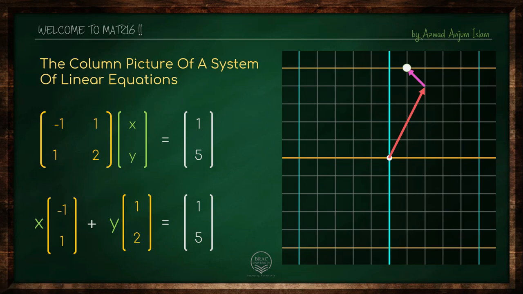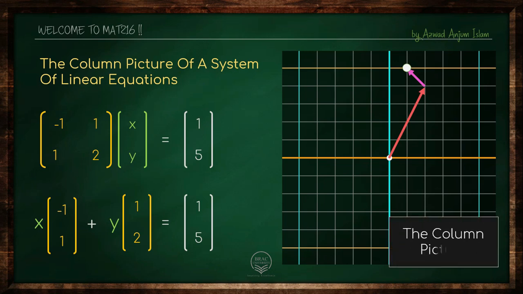That's a completely new way to look at it, a completely new visualization, and this is what we call the column picture. And this is very important in linear algebra, because from now on we're going to basically eliminate the row picture and almost always think from the column picture.